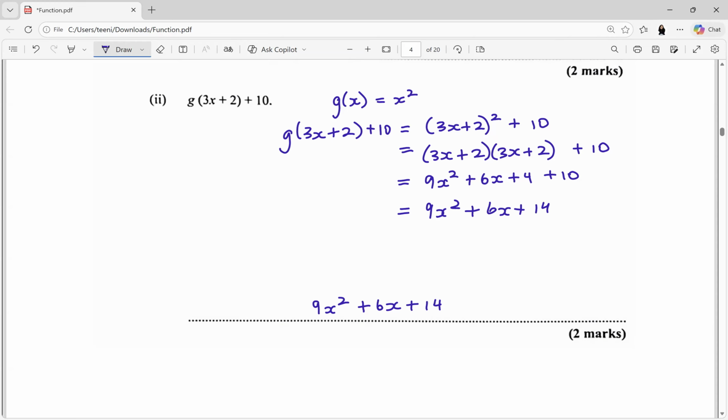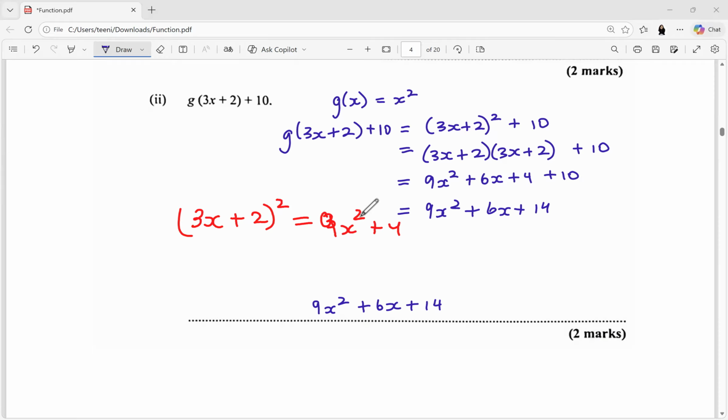Here, I want you to be careful, right? Because students do this thing where you see how it's x squared. We'll do 3x plus 2 all to be squared is equal to 3x squared, which is 9x squared, and then 2 squared, which is 4. That is wrong, right? 3x plus 2 all to be squared means it's 3x plus 2 times 3x plus 2. Okay, so you have to expand the brackets like that. All right, so that was part 2.